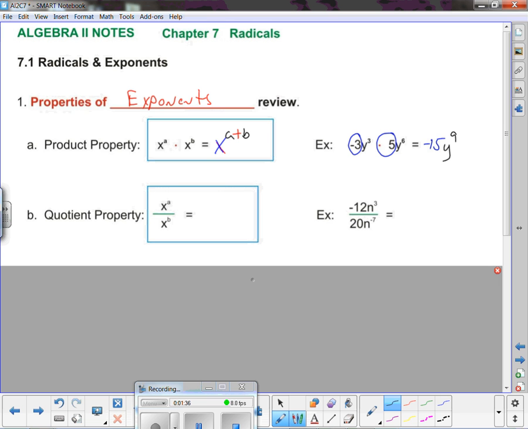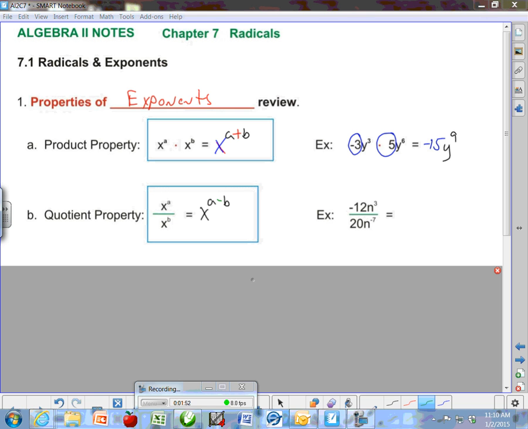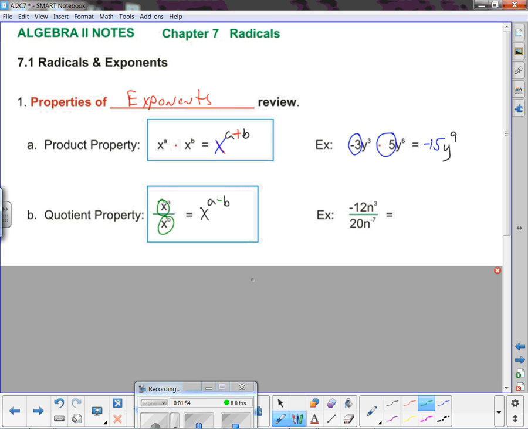All right, what happens with the quotient property? You've got the same base, they're being divided. If you remember, it's the top exponent minus the bottom exponent. Again, the bases have to be the same. Don't neglect that. Both have an x base, and so that's the condition. When that is the condition, you simply subtract the exponents.